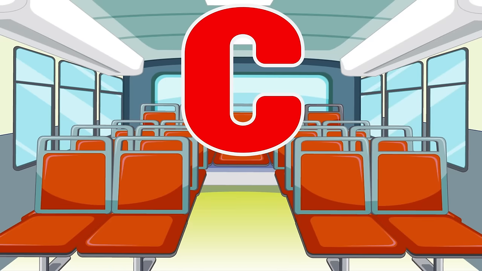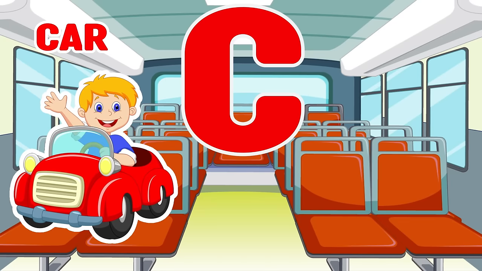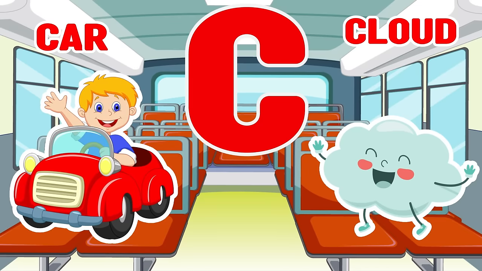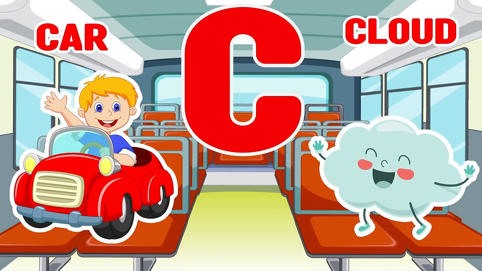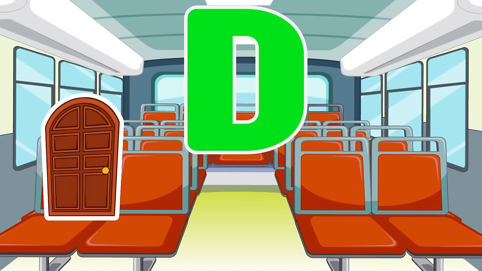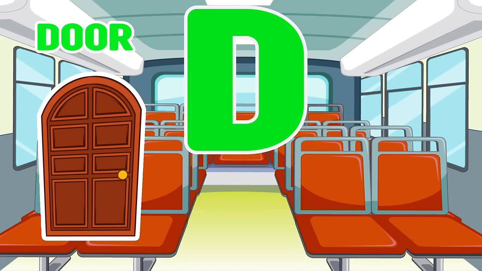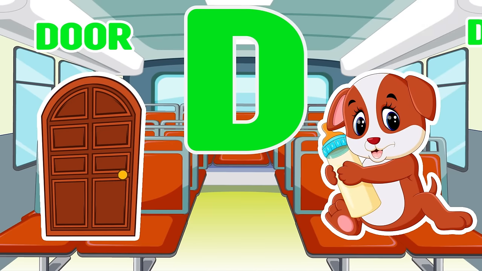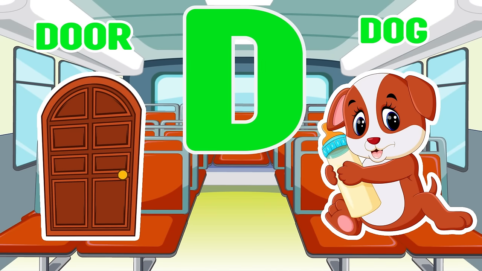C is for car. C, c, car. C is for cloud. C, c, cloud. C is for c, c, c, c, cloud. C is for c, c, c, c, car. D is for door. D, d, door. D is for dog. D, d, dog. D is for d, d, d, d, door. D is for d, d, d, d, dog.